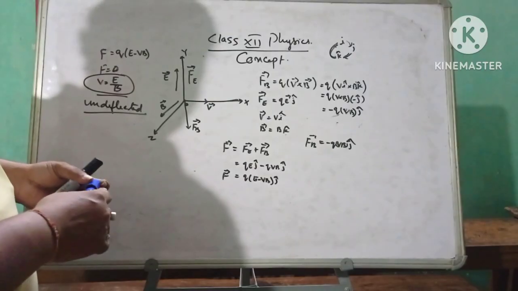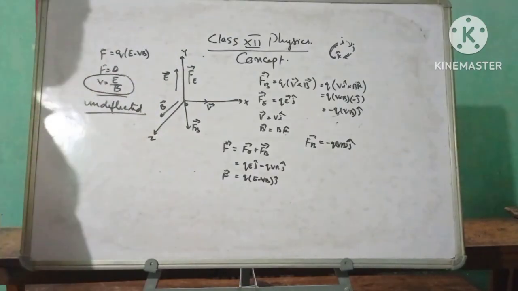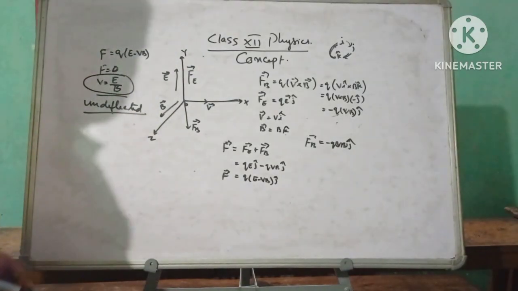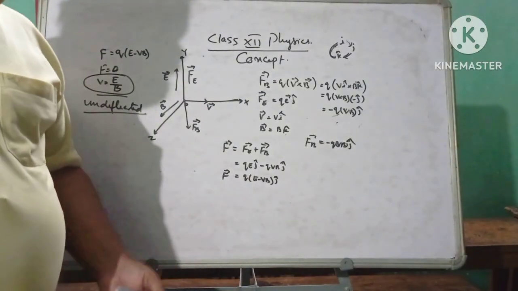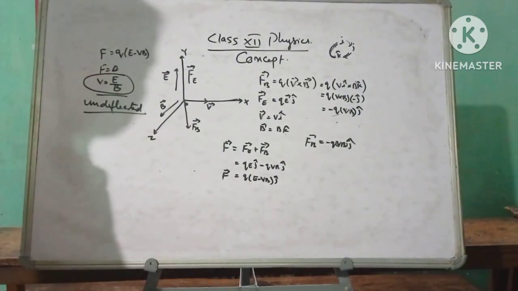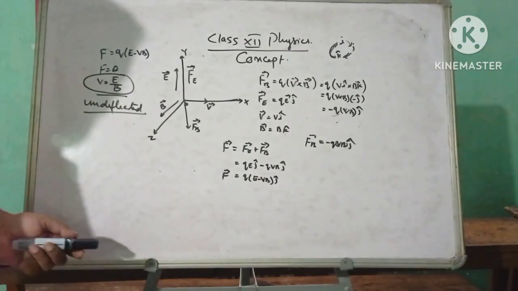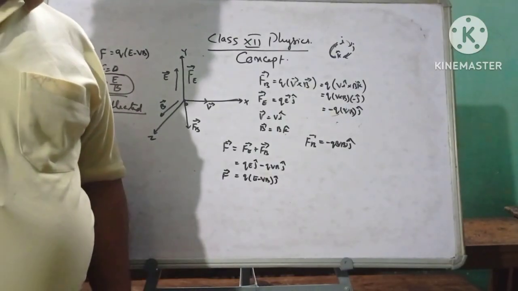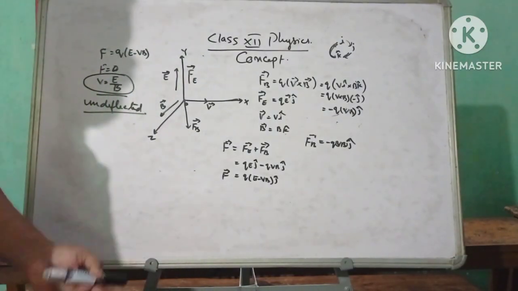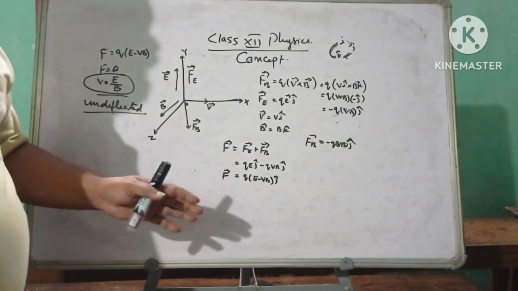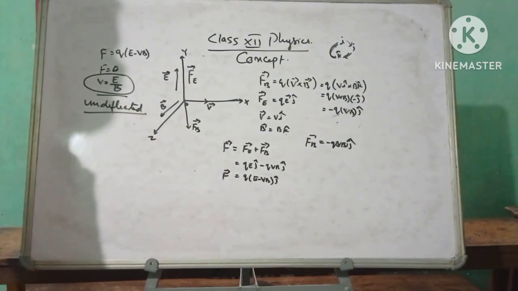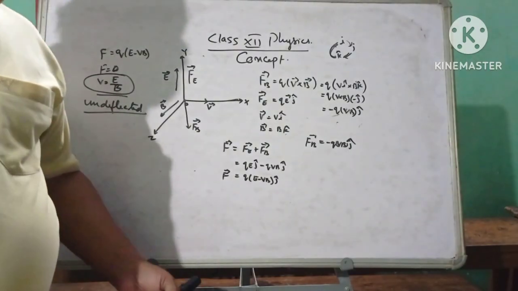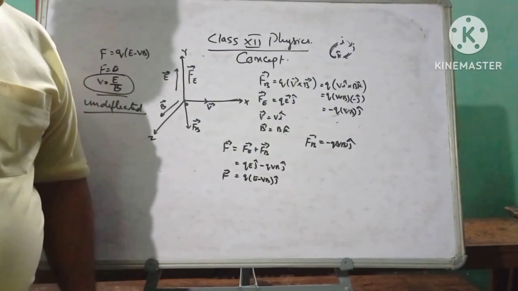So in this way a question may be asked. Such conceptual questions may be asked when a charge is subjected to both electric and magnetic field, and the electric field and magnetic field are perpendicular to each other: what will be the velocity of the charge so that it moves undeflected? Such problems can be asked in your competition or in your board examination.